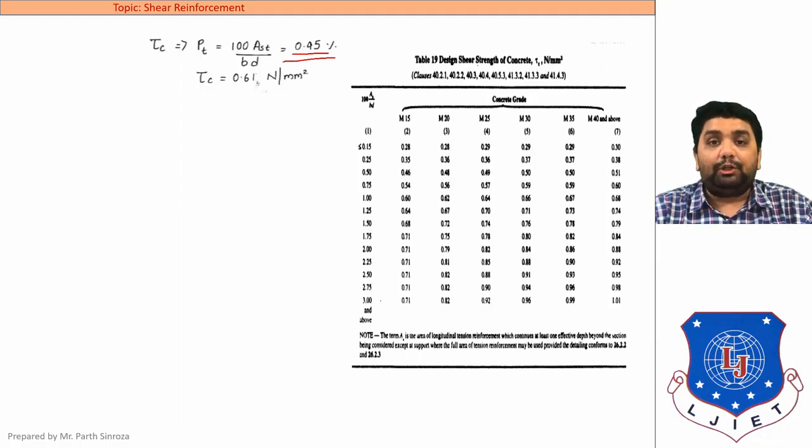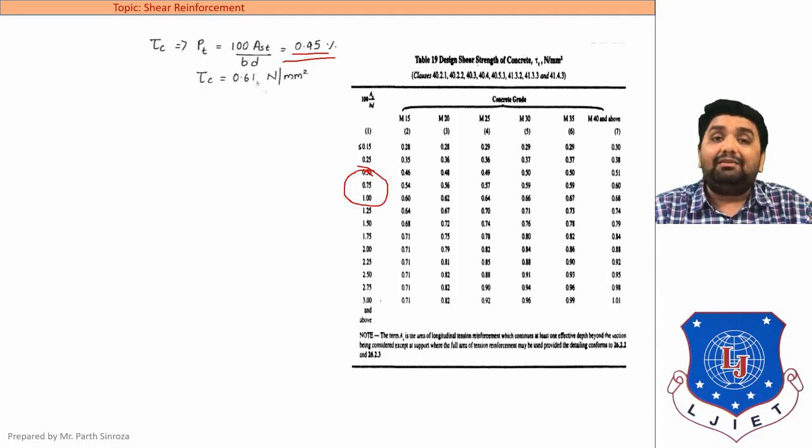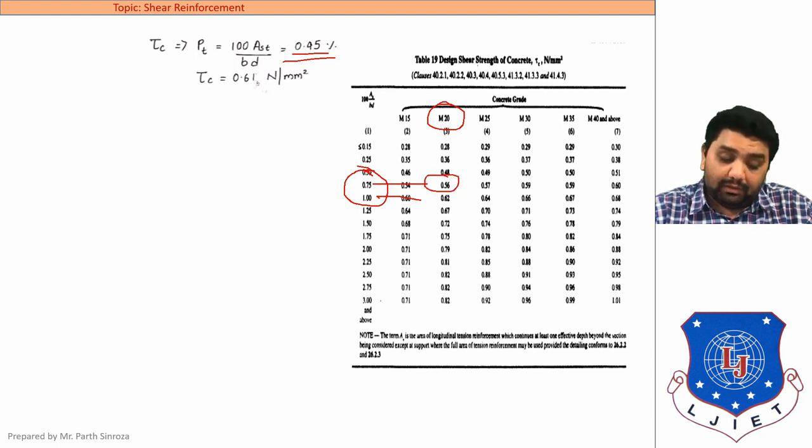That is of pt, which we need to find from column 1. As 0.95 is not mentioned, we need to see the higher value and the lower value in between which 0.95 falls. So 0.95 falls between 0.75 and 1. So we need to interpolate it between 0.75 and 1. First we will look at grade M20, as mentioned in the question as M20 concrete. So we need to relate these two values: for 0.75 the tau c is 0.56 and for 1 the tau c value is 0.62. So our final value comes in between 0.56 and 0.62.